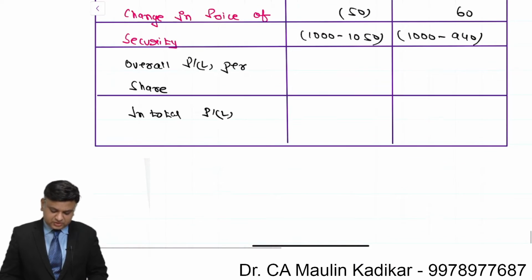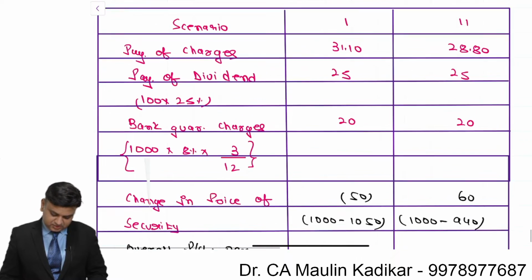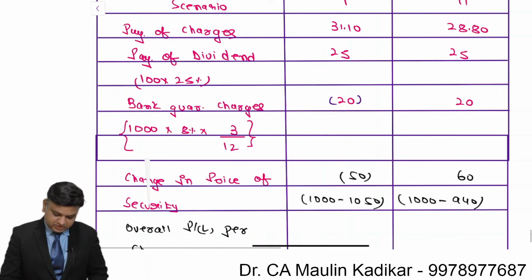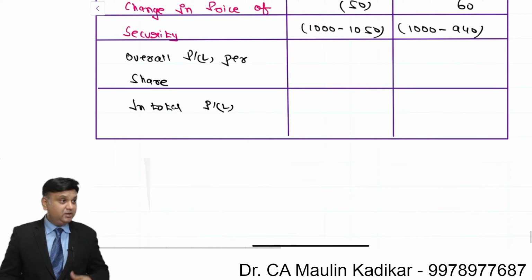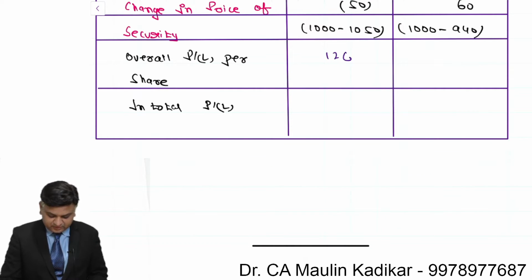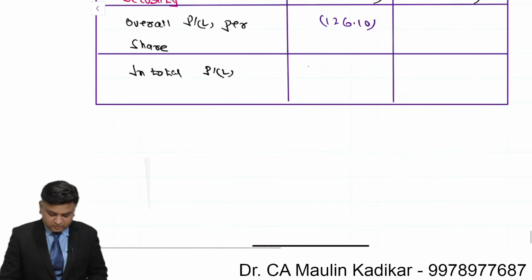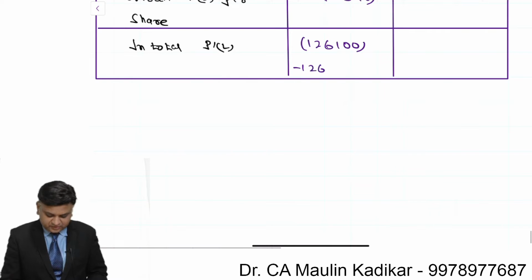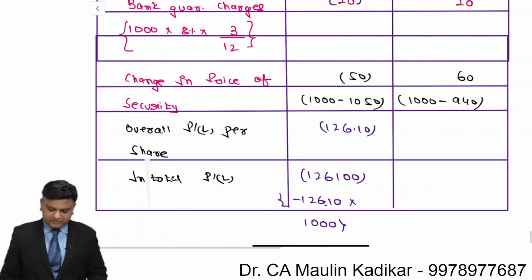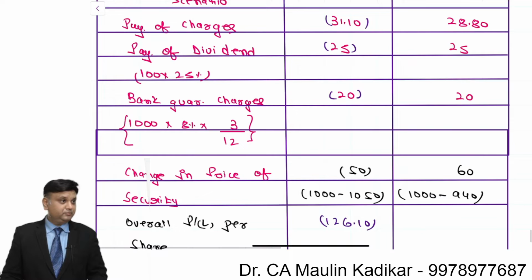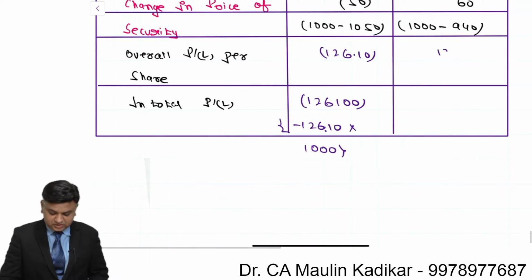So what is the profit or loss per share in the first case? What is the profit or loss in the first case, friends? 126.1. So overall loss is 1,26,100. That is 126.1 into how many shares? 1000 shares. In the second case, what is the amount of the profit or loss? 13.8. Profit or loss? Loss.